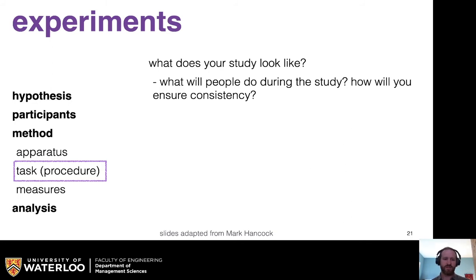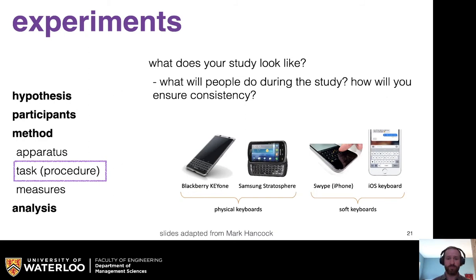So then you start to think about the task or procedure that people do once you have your apparatus. What does your study look like? What will the people do during the study, and how will you ensure consistency? Often with a quantitative experiment, you're trying to control many variables. The room that they're in, the actual physical phone that they're holding, the latency in that particular phone, etc. So you want to make sure that's very consistent between people, and that means that you also want to have the same instructions for every person.